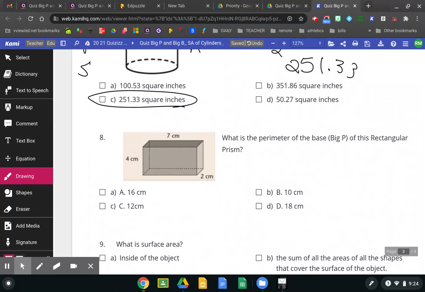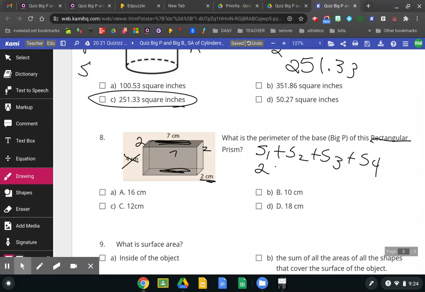All right, let's move on to number 8. What is the perimeter of the base? Big P. Since it's a rectangle, it is 4 sides: side 1 plus side 2 plus side 3 plus side 4. I always like picking top and bottom. That 4, everybody, is not needed, because this side is 7. That's 2, that's 7, that's 2. You don't need that 4. So it's 2 plus 7 plus 2 plus 7, which gives you 18. And that's the answer for number 8.